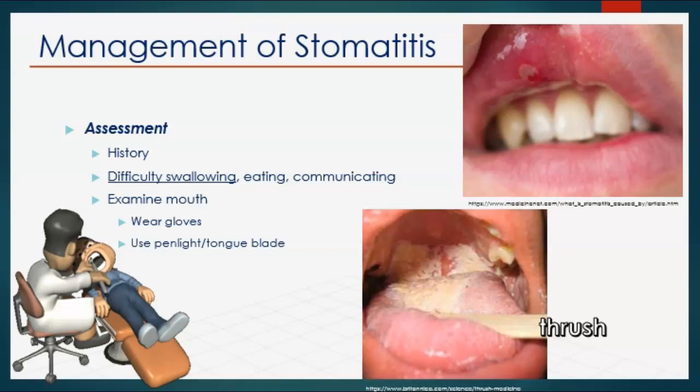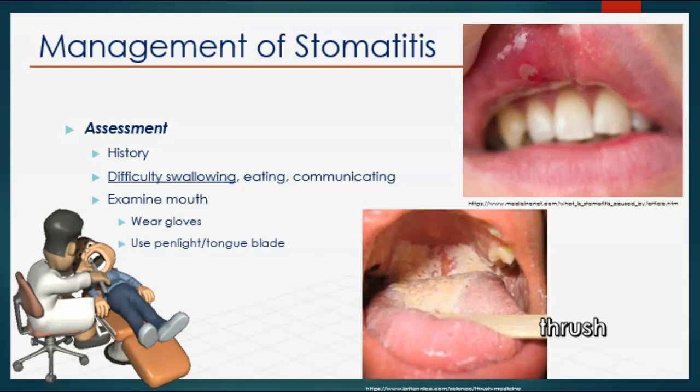You have to assess and take a good history. So what's the person's nutritional status? Do they have infections somewhere else? Are they taking antibiotics? Are they taking over-the-counter drugs? Have they had trauma to their mouth? Are they under stress? A lot of people who are under stress tend to get blisters and sores, like they call them, quote-unquote, stomach sores.